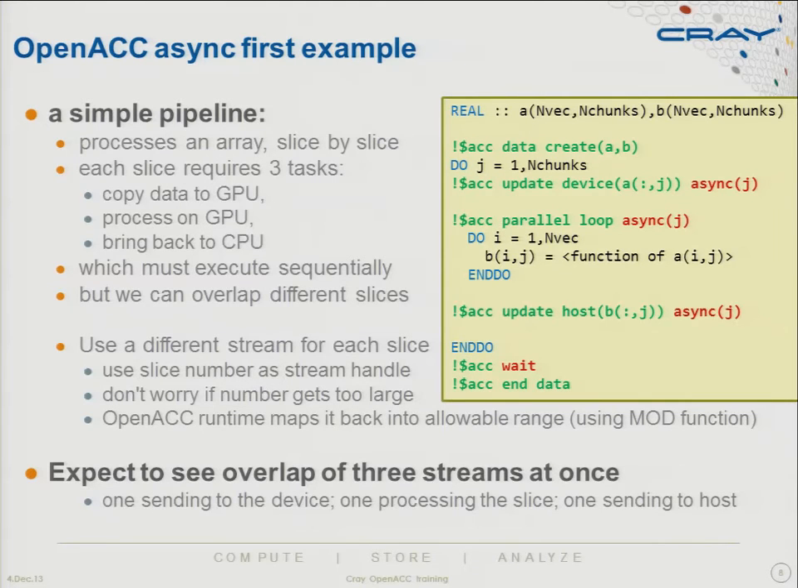Then, while the first chunk comes back to the CPU, the second is being processed, and the third is moving to the GPU. So I get this threefold overlap going on here, because there's three operations here, essentially.